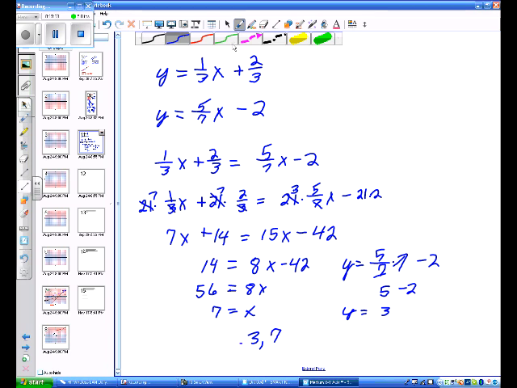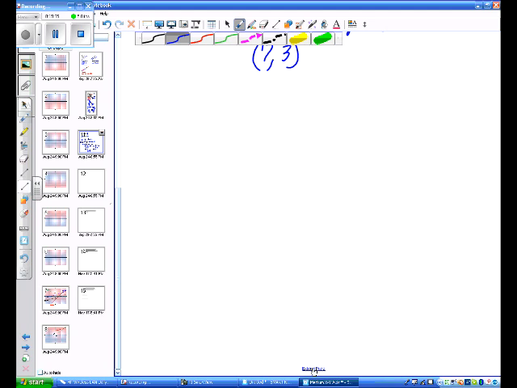Our point would be, and we always want to put them in the form of an ordered pair where our x goes first. So our x was 7 and our y was 3. If we check, this would be 7/3 plus 2/3, which is 9/3, which reduces to 3. 5/7 times 7 would be 5, minus 2 is 3. So it makes them true. Again, this would be a system that is consistent and independent.